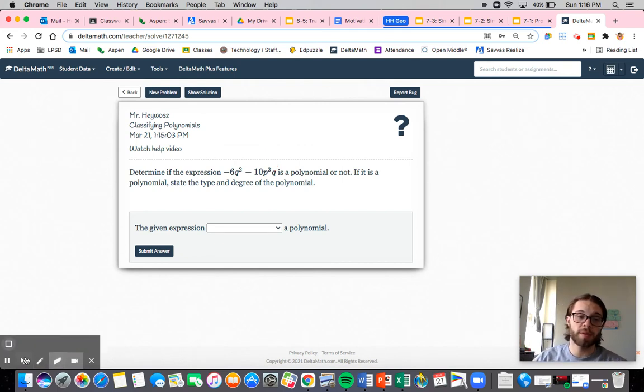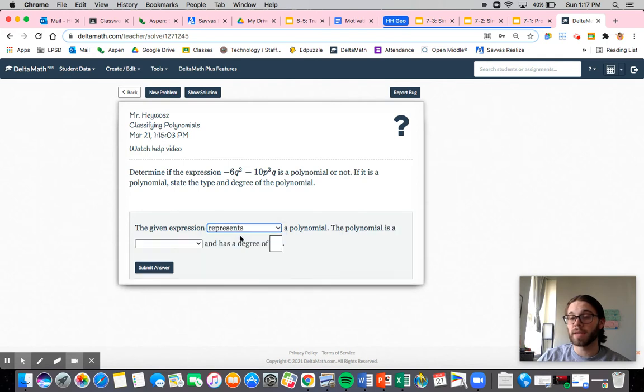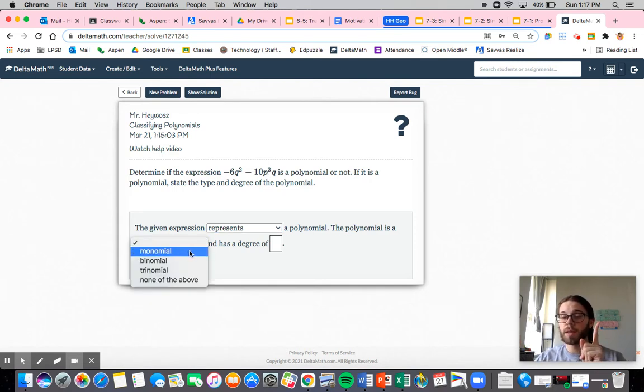All right, so let's go through this. The given expression represents a polynomial. And the reason it does is because see how none of these are fractions. If any of your exponents are fractions, it's not a polynomial. The polynomial is a blank. So monomial means there's only one term. Binomial, as you would probably have guessed, 2 terms. Trinomial, 3 terms. And then none of the above would essentially just be if there's more than 3 terms.